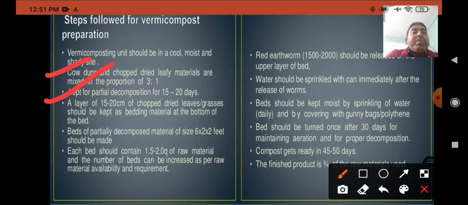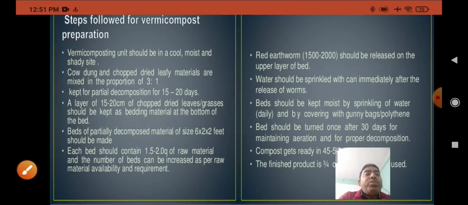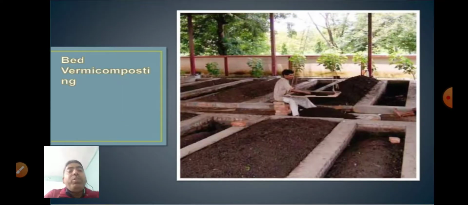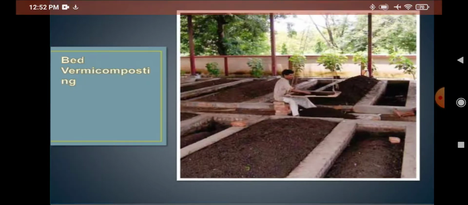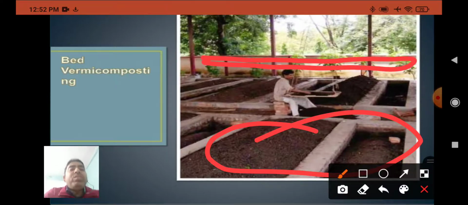Now, how many red worms should be released? 1500 to 2000 red worms should be used. This is the area where we do the vermicomposting. Here you can see how vermicompost is made in this area, and it is put into the plants.